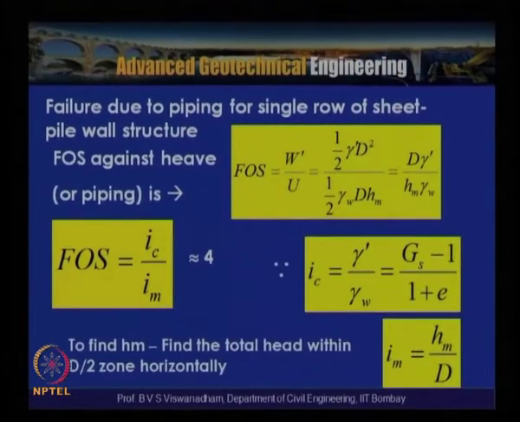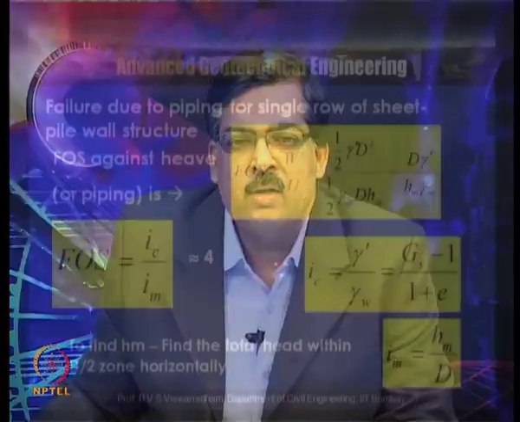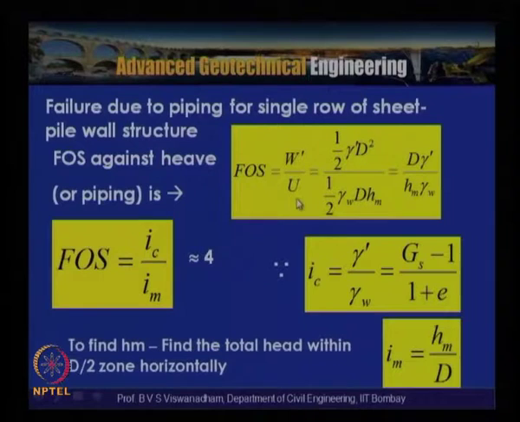So the factor of safety against piping failure or heaving is given by W dash by U. For the critical case, factor of safety equal to 1, we get W dash equal to U, and then we can calculate the adequate depth of penetration of the sheet pile wall in the permeable soil layer. Half gamma dash d square divided by half gamma W d into Hm gives d gamma dash by Hm gamma W, which is d by Hm into gamma dash by gamma W.